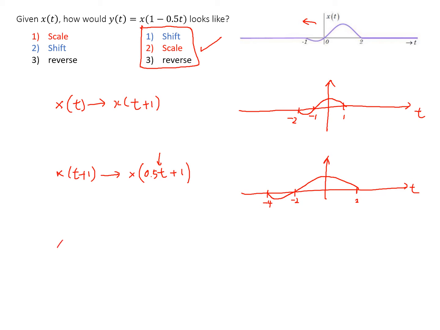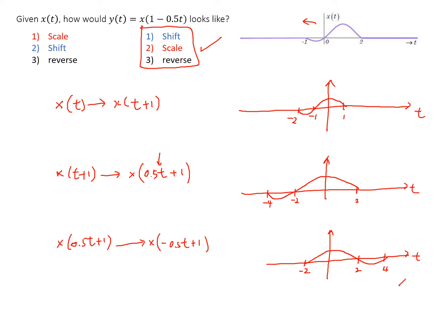The final step is to do the time reversal. For time reversal, again, you only reverse the t. So you reverse the t, and it becomes -0.5t plus 1, which is the same as the question. The time reversal is again quite straightforward. You just reflect everything from positive to negative, so everything will be reflected to the other side. That is the final answer that you get if you do shift, scale, then reverse.